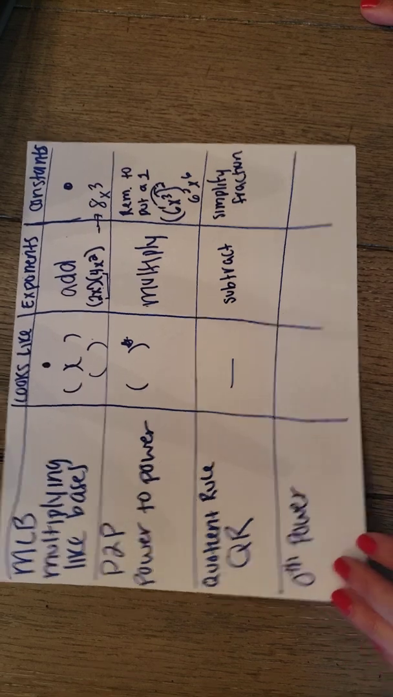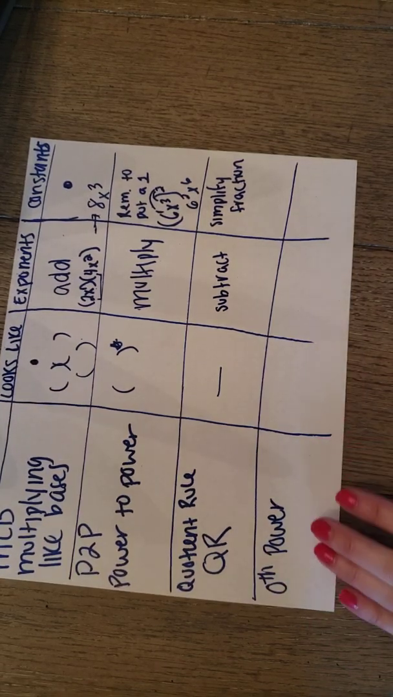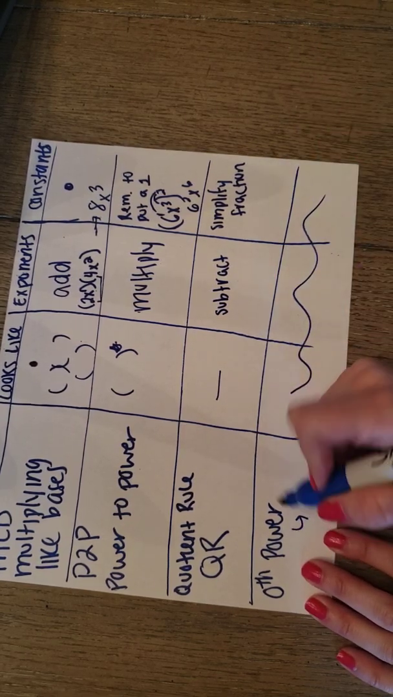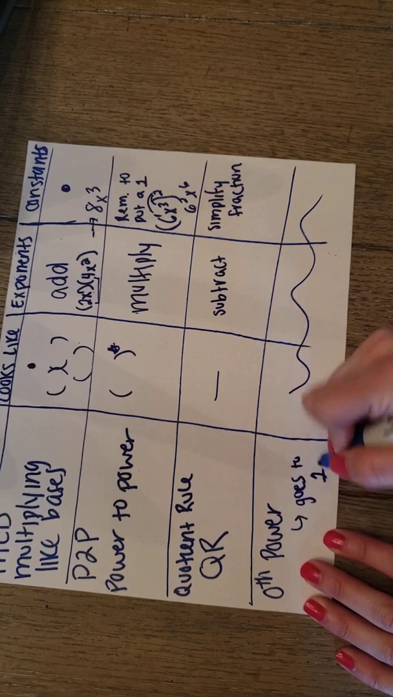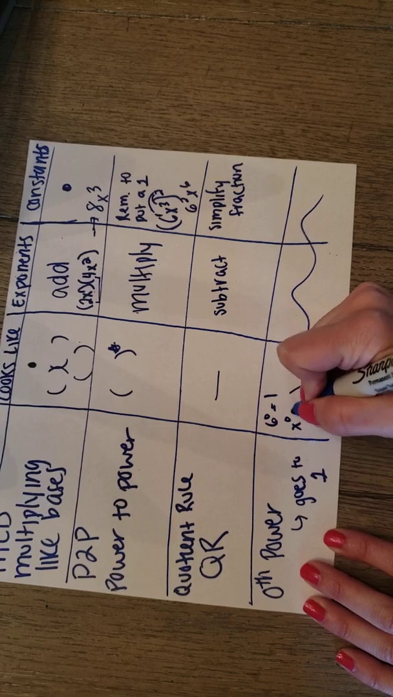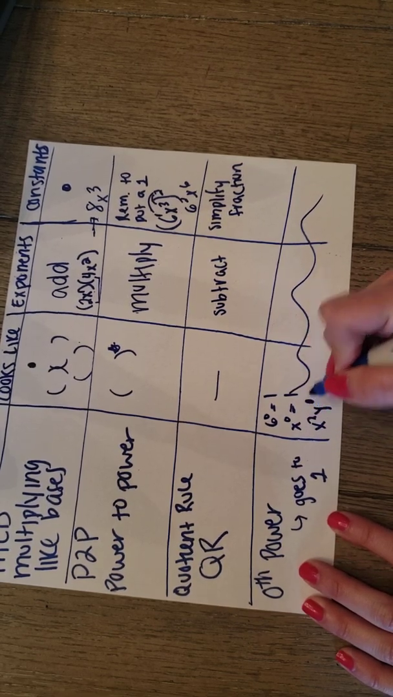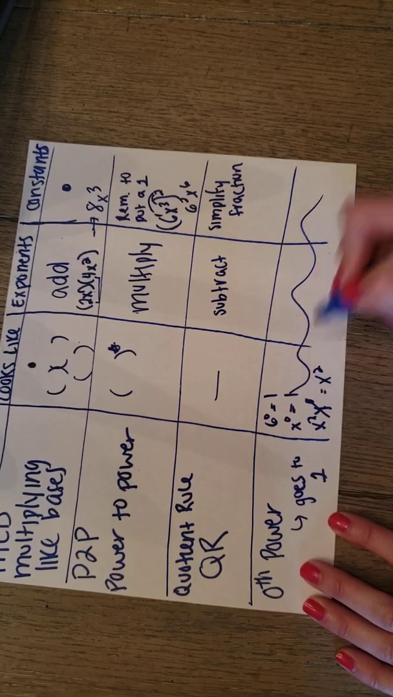And the 0th power, basically what you have to remember is 0th power, you really don't need any of this, goes to 1. So like 6 to the 0th is 1, x to the 0th is 1. If you had x squared y to the 0th, that goes to 1, so you're left with x squared.